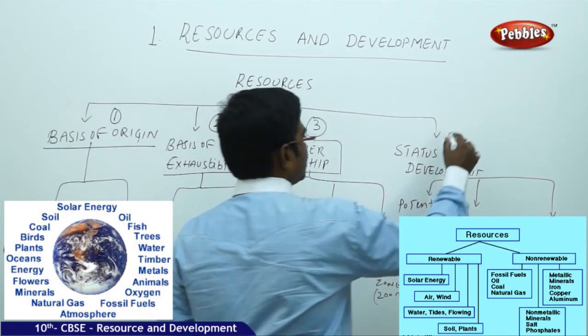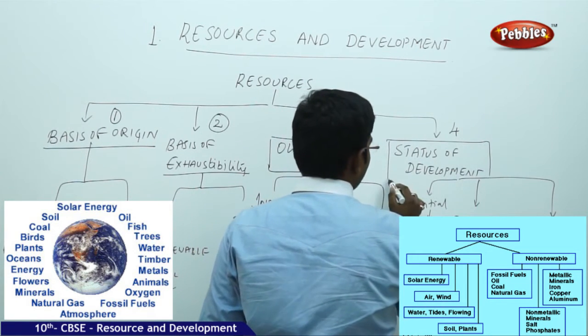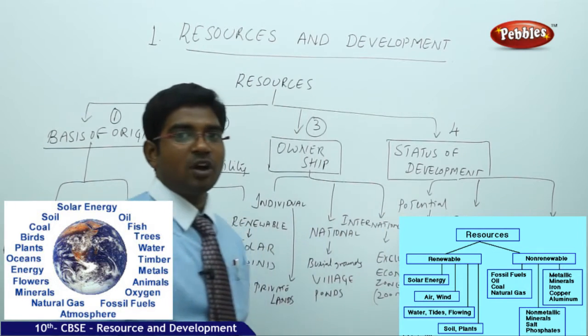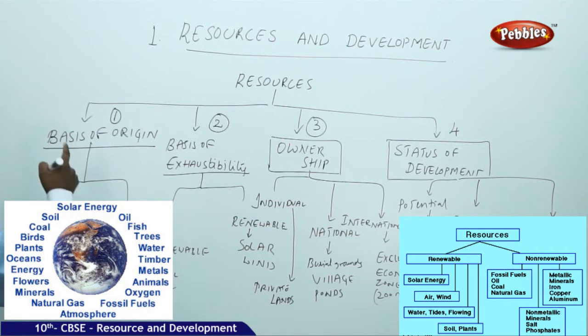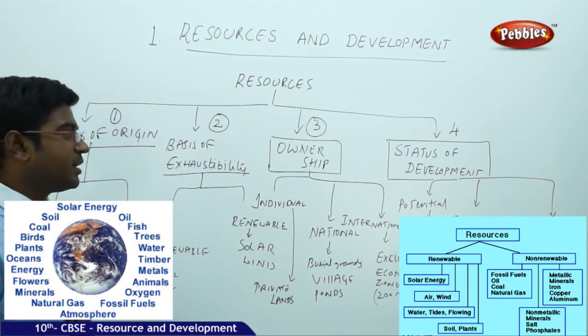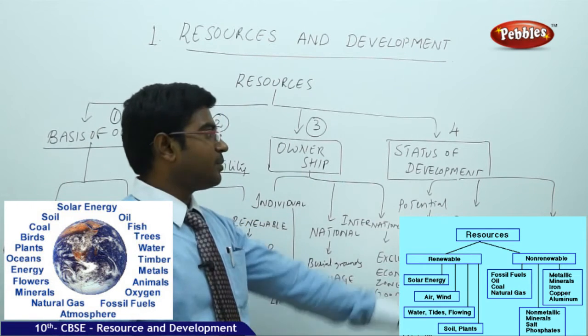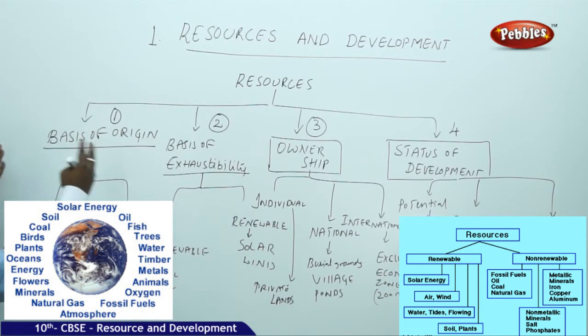Coming to the fourth one, the status of the development. What is the status of the development of that particular resource? On these four bases, the resources are being categorized: first, basis of origin; second, basis of exhaustibility; third, basing on the ownership; fourth, basing on the status.